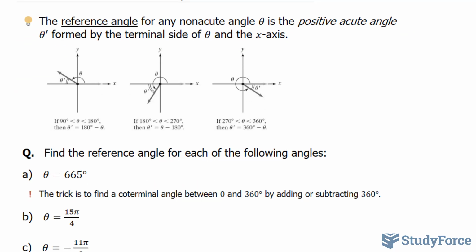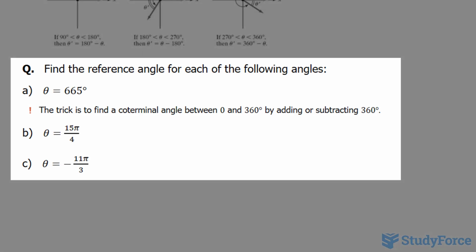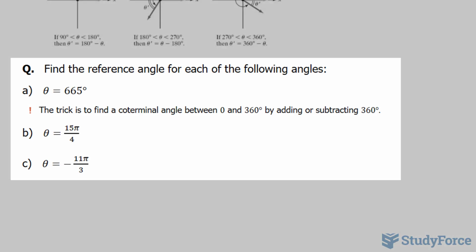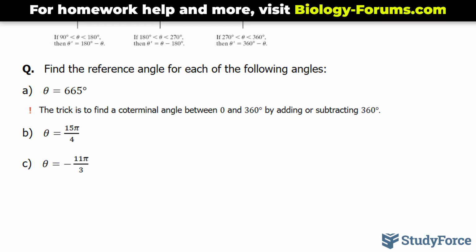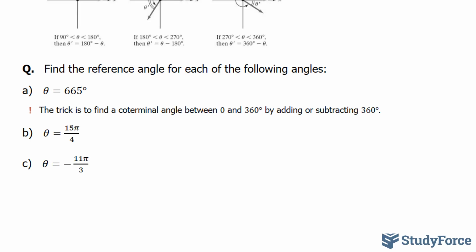Let's start with question number 1. They say, find the reference angle for each of the following angles. Starting with A, we have theta is equal to 665. Given that this angle is in degrees, the trick to finding the reference angle for angles that are greater or less than 360 degrees is to find a coterminal angle between 0 and 360 degrees by adding or subtracting 360.